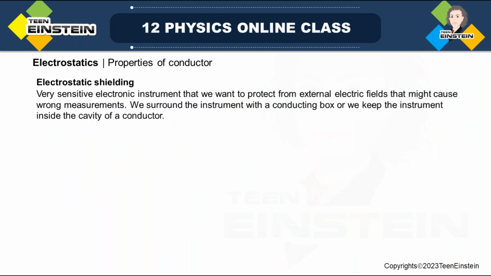So very sensitive electronic instruments are actually kept inside such cavities, which are called electrostatic shielding.